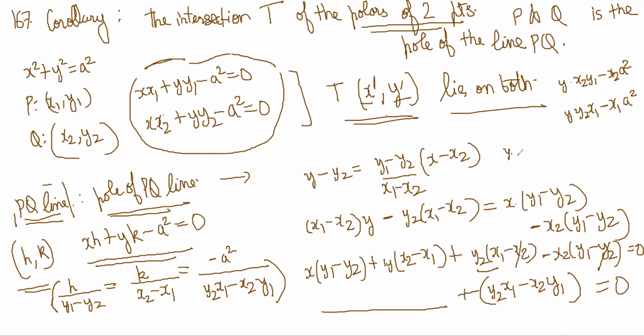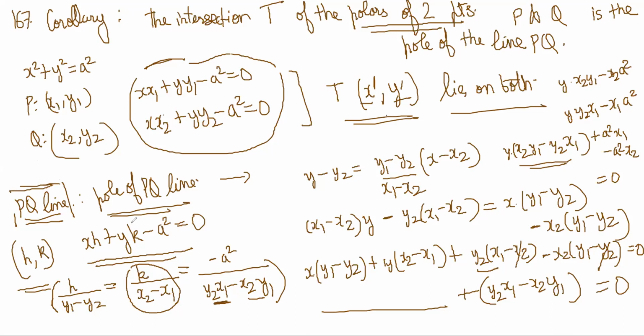So you will get y into x2 y1 minus y2 x1, and this will become plus a square x1 minus a square x2 is equal to 0. So see, y is coming as a square x2 minus x1 by x2 y1 minus y2 x1. You understand what is happening?